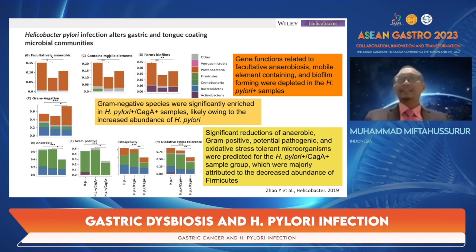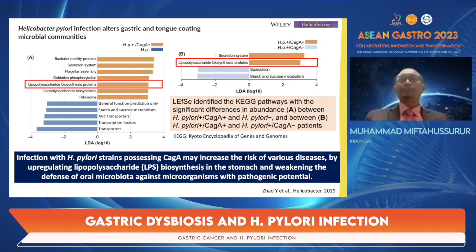And in addition, the decreased abundance of Firmicutes was predicted for the H. pylori positive and CagA positive sample group, contributing to the significant reductions of anaerobic gram-positive potential pathogenic and also oxidative stress tolerant microorganisms. The important point of this research is the presence of CagA gene that was linked to increased gram-negative bacteria, which contributed to upregulating lipopolysaccharide, LPS biosynthesis, and weakening the defense of oral microbiota against microorganisms with pathogenic potential.